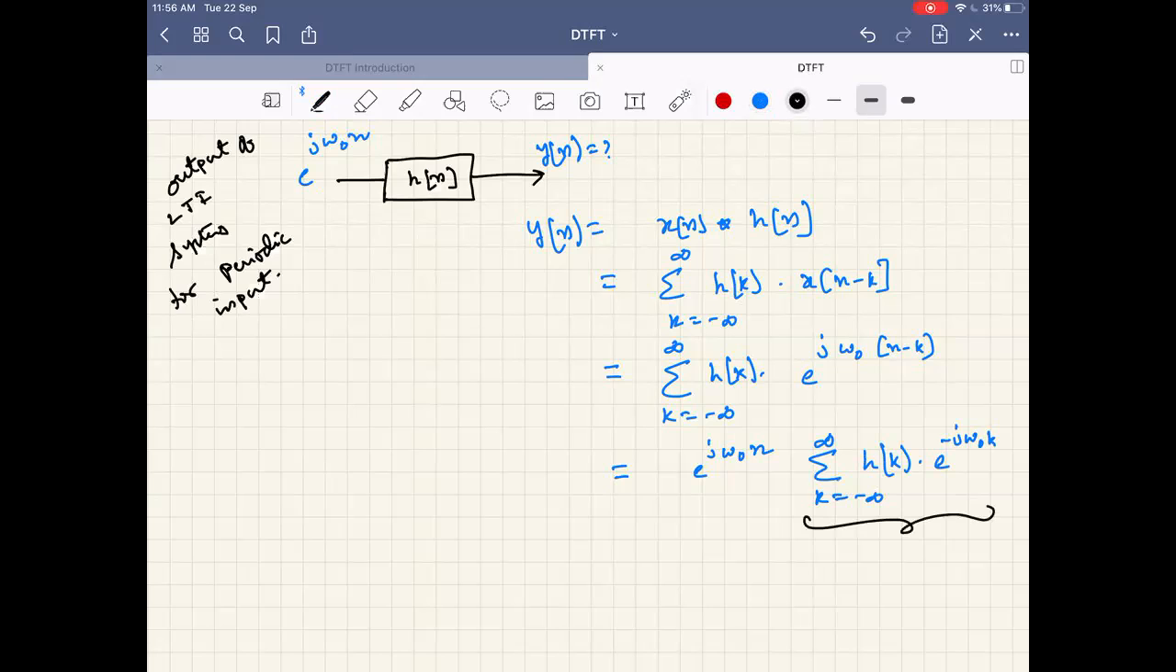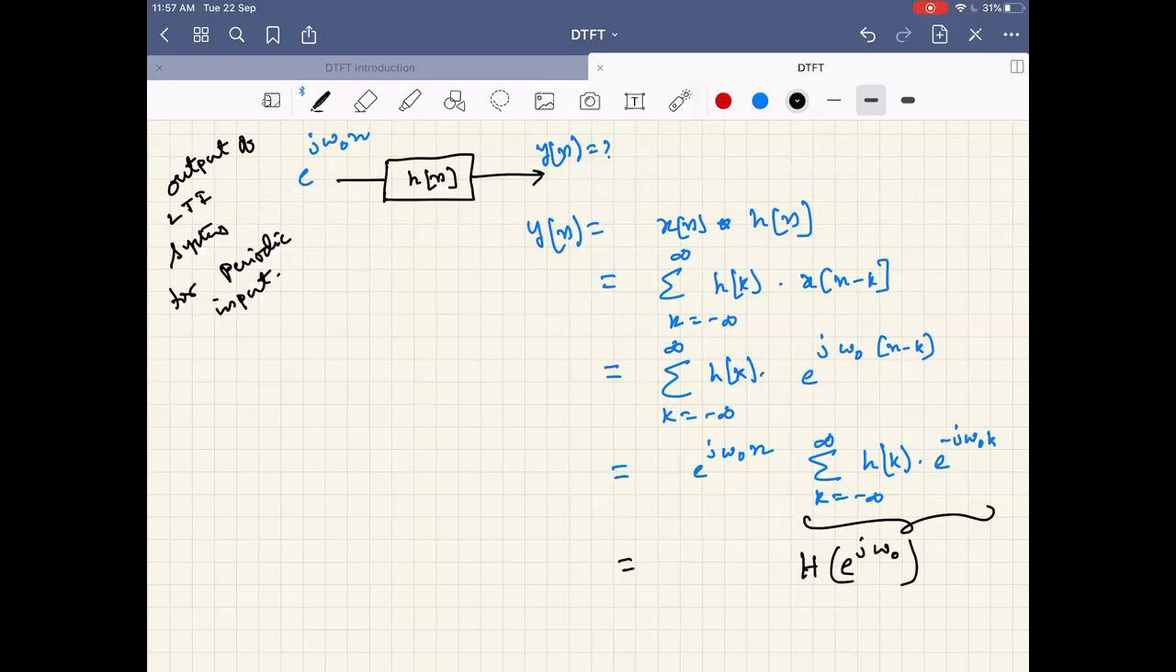Have you seen this anytime? You have seen this in the definition of the discrete time Fourier transform, with the only change that omega naught is a more specific frequency here, rather than a general frequency omega. So this is H of e power j omega naught. Please note that this is not a small difference.